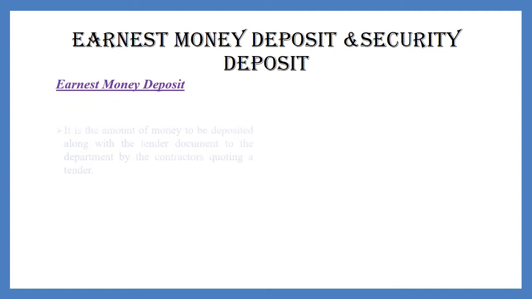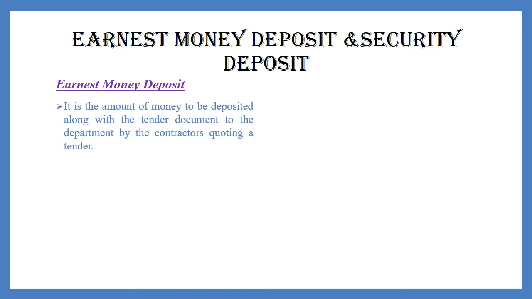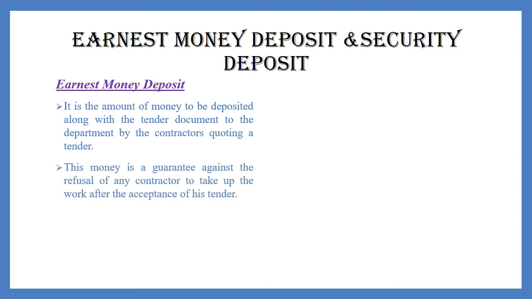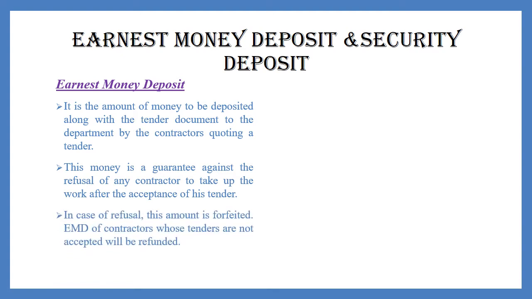Earnest money deposit. It is the amount of money to be deposited along with the tender document to the department by the contractors quoting a tender. The money is a guarantee against the refusal of any contractor to take up the work after the acceptance of his tender. In case of refusal, this amount is forfeited. The EMD of contractors whose tenders are not accepted will be refunded. Usually 1 to 2% of the estimated cost of work is the earnest money deposit. Its short form is EMD.